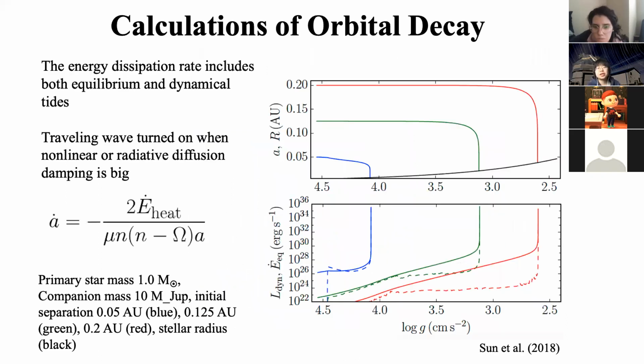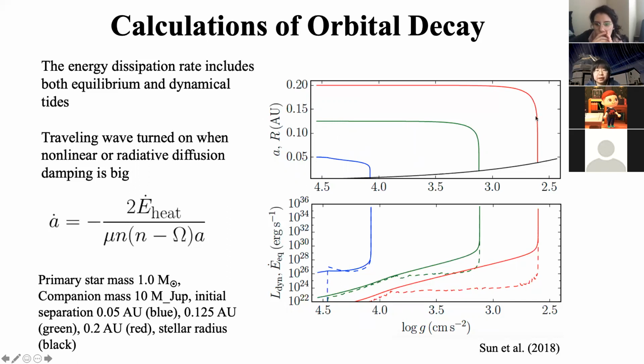All right, in this more general case, we consider both the equilibrium and the dynamical tide in shrinking those near circularized orbits. The total energy is conserved, and so we can tap the orbital energy and put it into the spin energy and heat. The heating energy dissipation rate can then be converted to the orbital decay rate. Here is the result, showing the orbital evolution for a 1 solar mass star and a 10 Jupiter mass companion with different initial separations of 0.05, 0.13, and 0.2 AU.